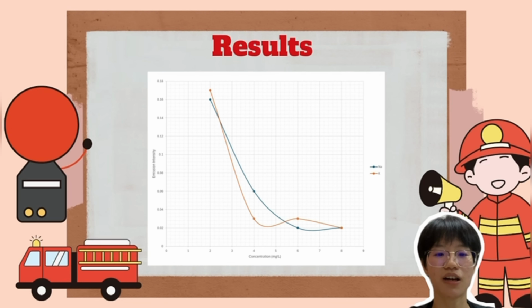The combined graph allows direct comparison of the photometric response of sodium and potassium under identical experimental conditions. Overall, the graph suggests that accurate quantitative analysis for Na and K should be performed at lower concentrations, where the instrument response is more sensitive and reliable.